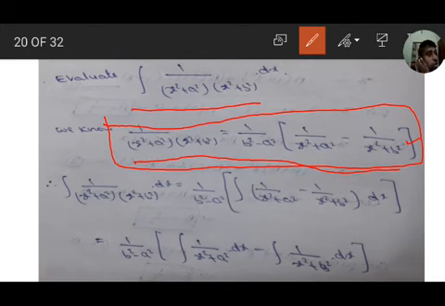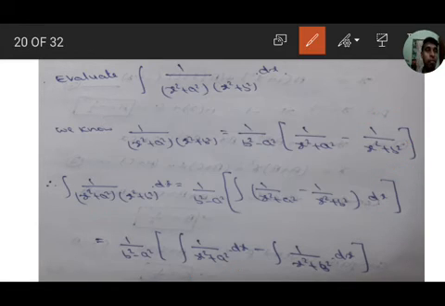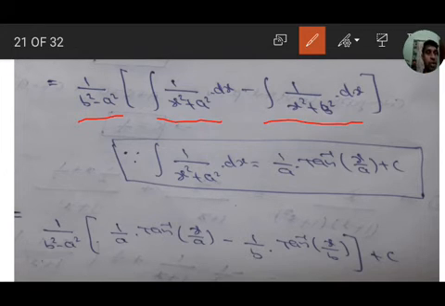Okay, we know that. So substitute in the integration directly. Integration of 1/((x²+a²)(x²+b²)) dx equals 1/(b²−a²), which is a constant outside, times the integration of [1/(x²+a²) − 1/(x²+b²)] dx. With 1/(b²−a²) outside, separate the integration: ∫1/(x²+a²) dx minus ∫1/(x²+b²) dx.